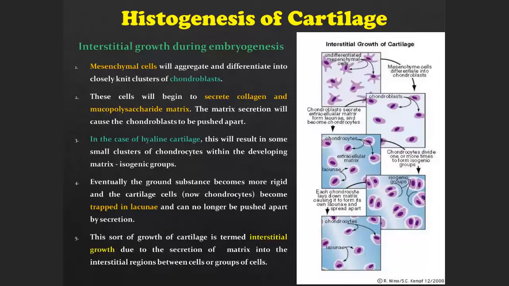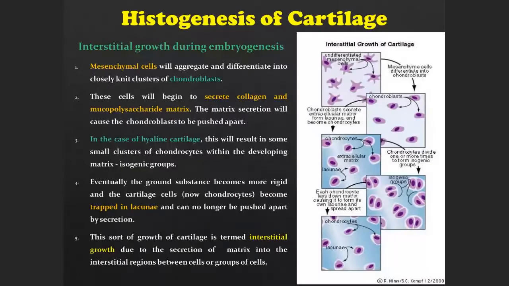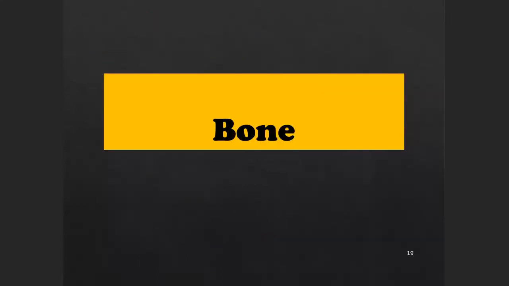So histogenesis, that is your interstitial growth. Now there is something called appositional growth. This is very simple. It can continue after the perichondrium is formed. This is accomplished by chondroblasts associated with the perichondrium secreting additional ground substance. So more important is basically your interstitial growth rather than your appositional growth. So this is about cartilage.